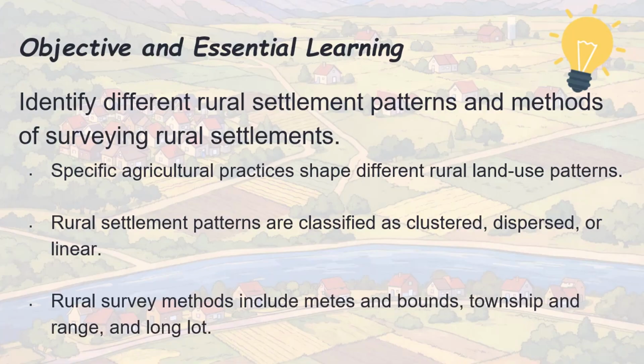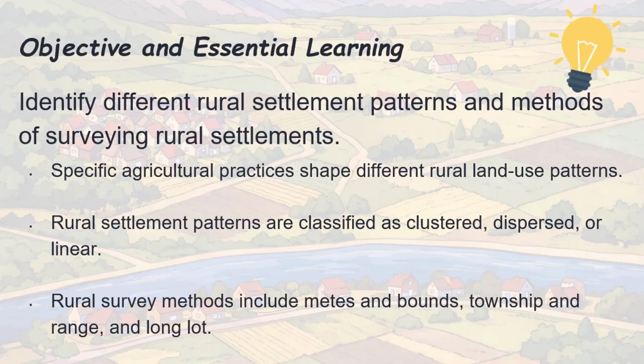There are three major vibes when it comes to rural settlements. Clustered, where everyone lives in a cozy clump. Think village core energy. Dispersed, where folks are living their best, leave me alone lives spread across the countryside. And linear, which is basically people lining their houses up along rivers or roads like it's a parade.